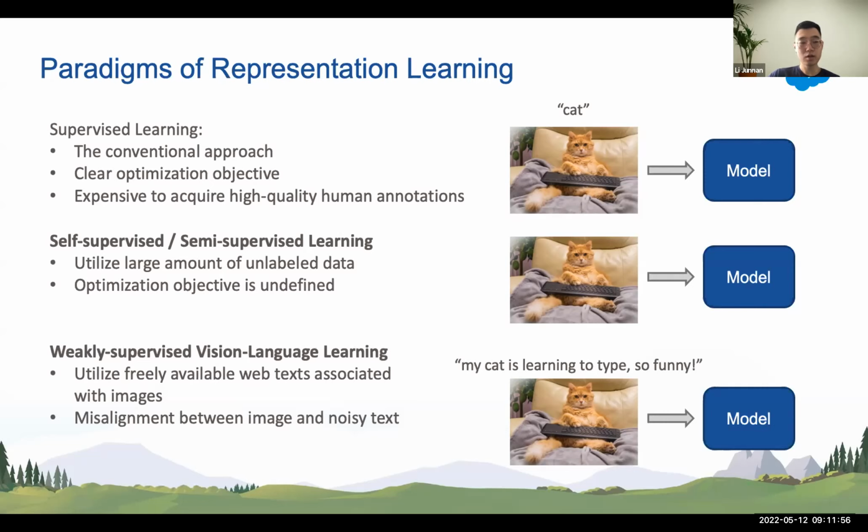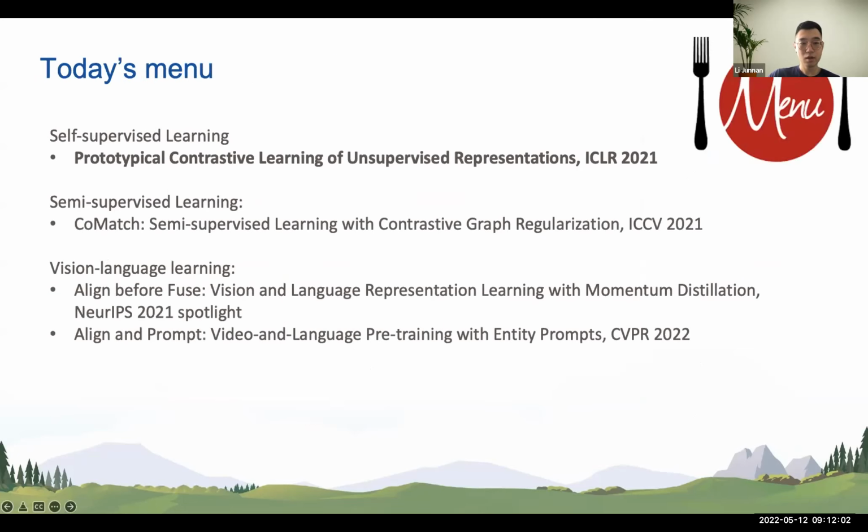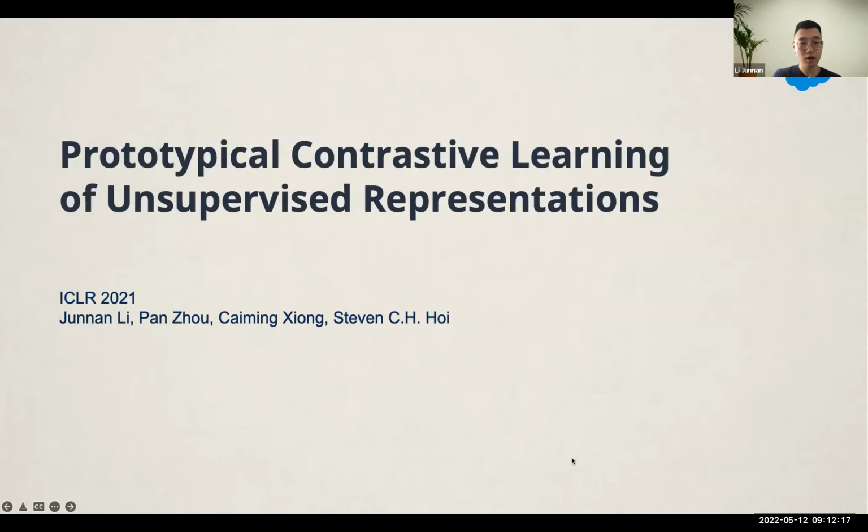So in this talk, I will mostly focus on self-supervised learning, semi-supervised learning, and vision language learning. Here's a quick look of what we have today. I will talk about four papers that we have published in my group. The first paper is about self-supervised learning, and the title is Prototypical Contrastive Learning of Unsupervised Representations.